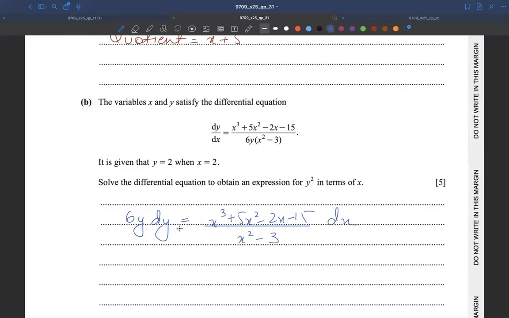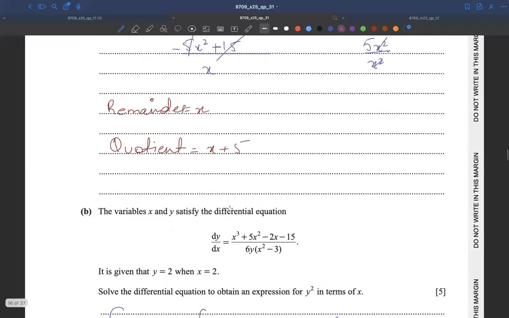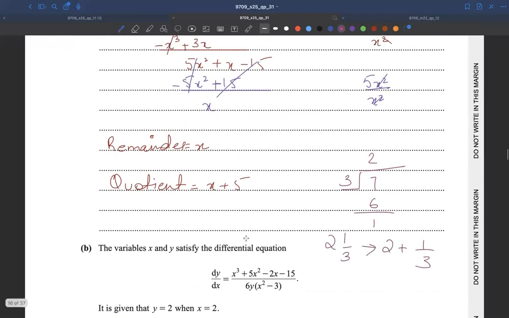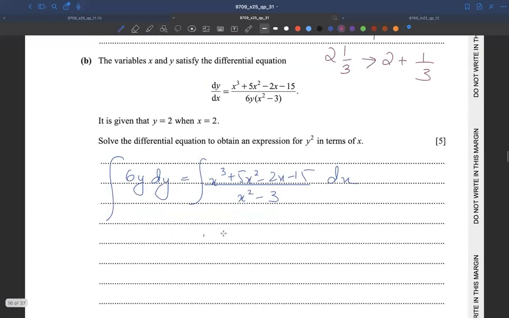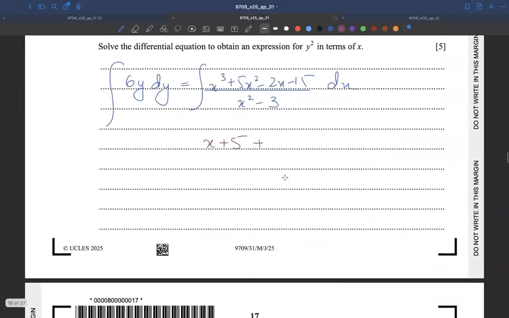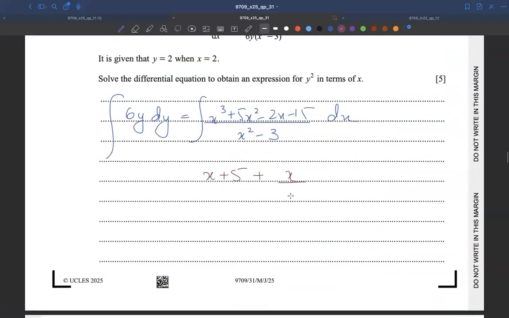Now we integrate both the sides. Before integrating, we know that this has been divided, and just for understanding, let's say if we divide 7 by 3, we write it as 2 wholes 1 upon 3, which is the same as writing 2 plus 1 upon 3. So the quotient over here is x plus 5. So we can write this expression as x plus 5 plus the remainder, in this case that is x, upon the divisor, which is x squared minus 3, dx equals 6y dy.